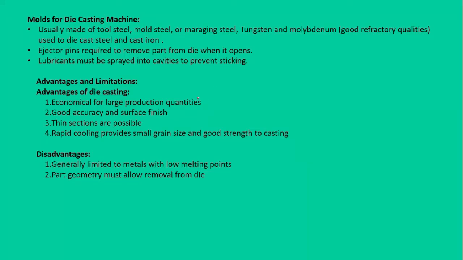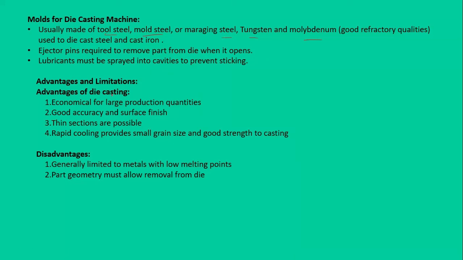Moving towards the machine, the molds or the dies used in the die casting machine are mostly made of tool steel, mold steel, maraging steel, tungsten, and molybdenum. They are all very hard, and the material has high strength with good thermal properties. They have the ejector pins that are required to remove the part, as we have seen in the animation and in the schematic diagram. Lubricant is sprayed into the cavity to prevent sticking and to reduce the temperature of the die.